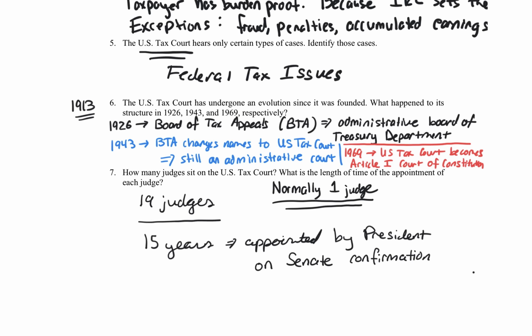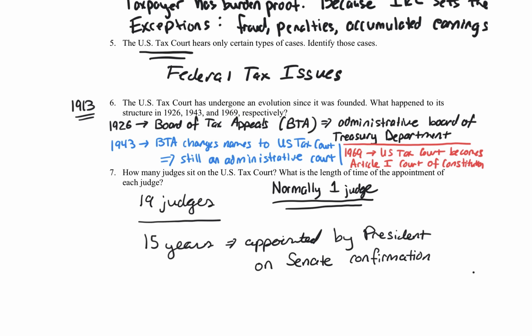Now, the chief judge can appoint additional temporary tax court judges to hear cases. We call those magistrate judges. Those are not appointed by the president, and they can really only hear small claims cases. The normal U.S. Tax Court judges can hear small claims cases as well, but the magistrate judges almost always hear only small claims. So I just want to give you some context.